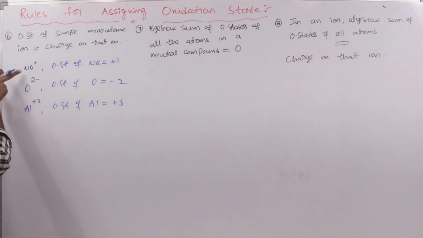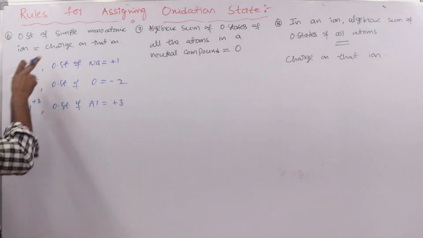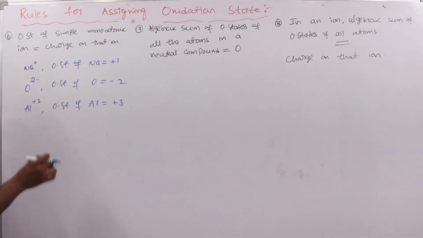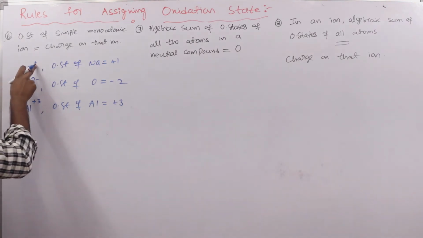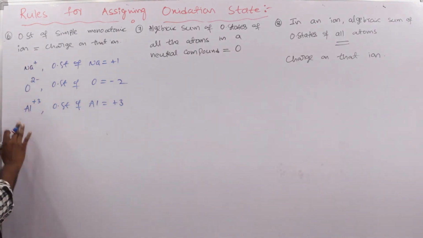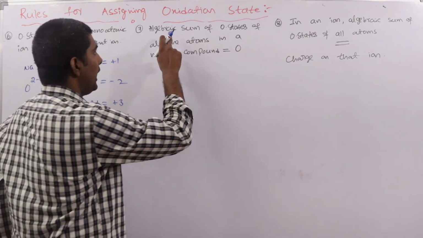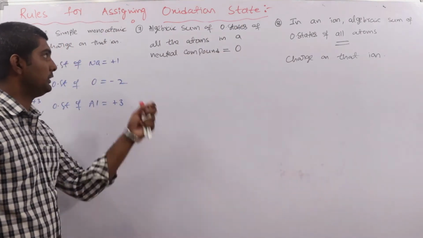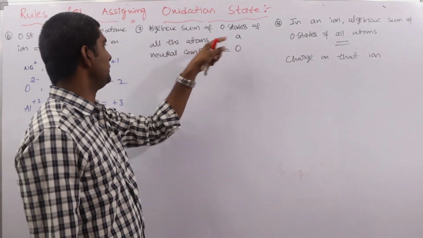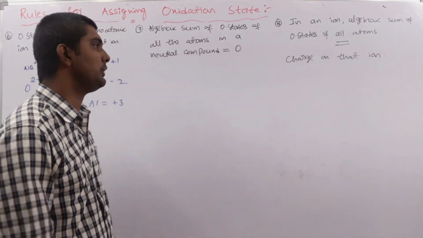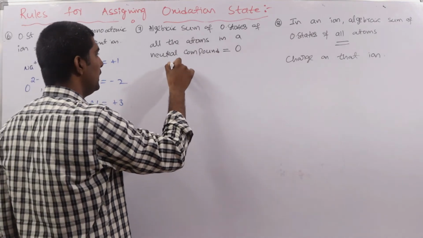Okay, so if only one atom is present, that is monoatomic, meaning only one atom. In that case, the charge present on the atom is nothing but the oxidation state of that atom. Next, the algebraic sum of oxidation states of all the atoms in a neutral compound is equal to 0. This we discuss with an example.